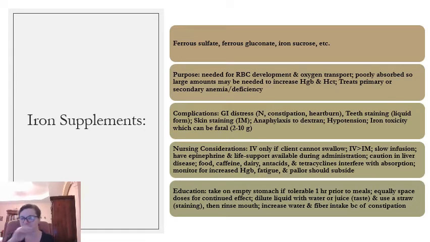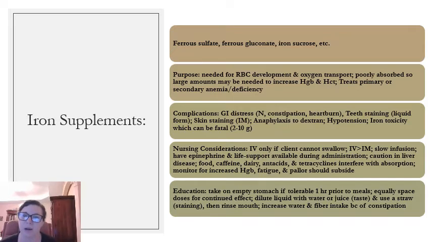Okay, so iron supplements. You're going to see ferrous sulfate, ferrous gluconate, and iron sucrose, and there's some other ones listed in your book, but those are the more common ones. So iron is needed for red blood cell development and oxygen transport. Taken PO, it is poorly absorbed. So typically these patients are going to need to take large amounts in order to actually have the effect that we want, which is then to increase their hemoglobin and hematocrit due to the anemia that they have.